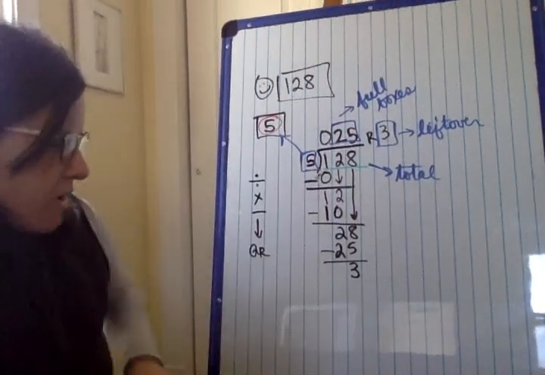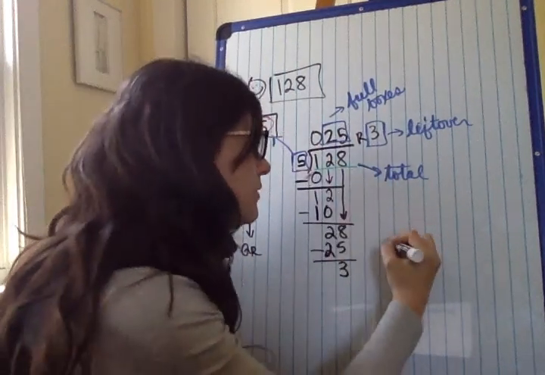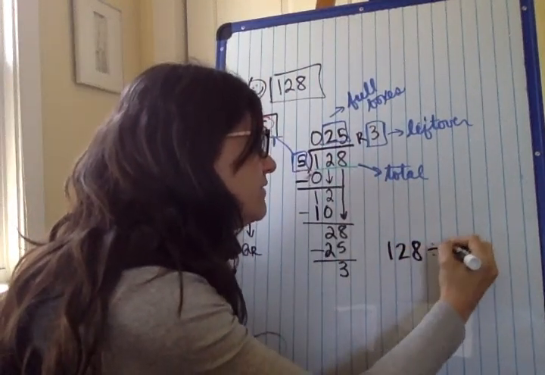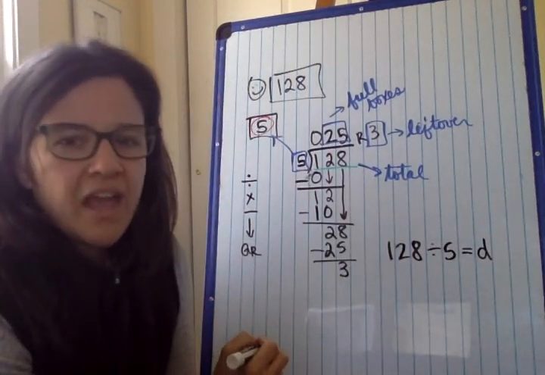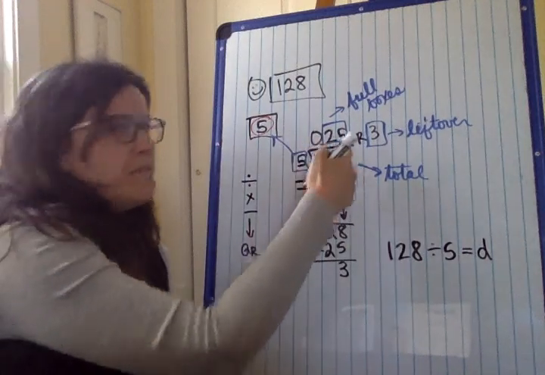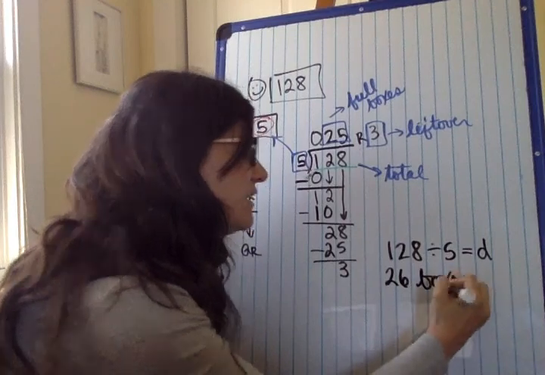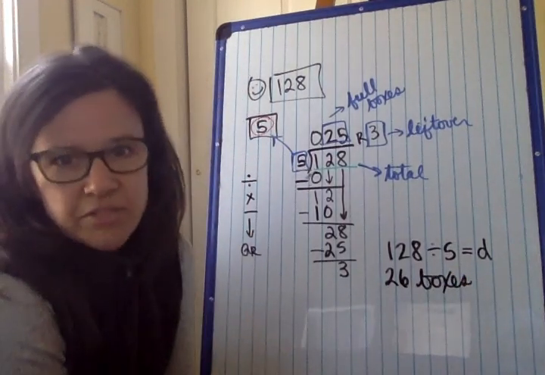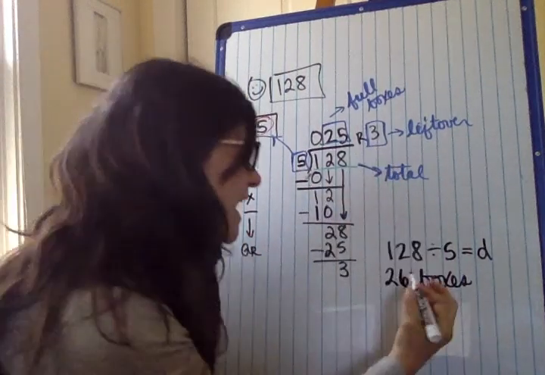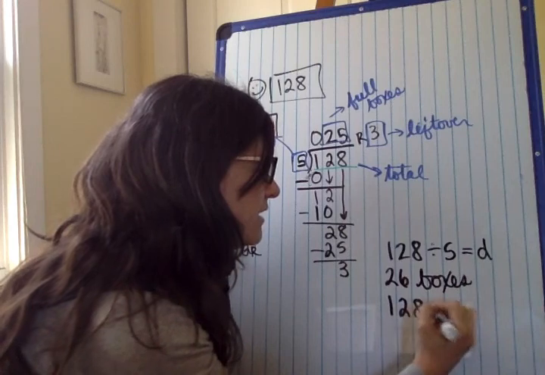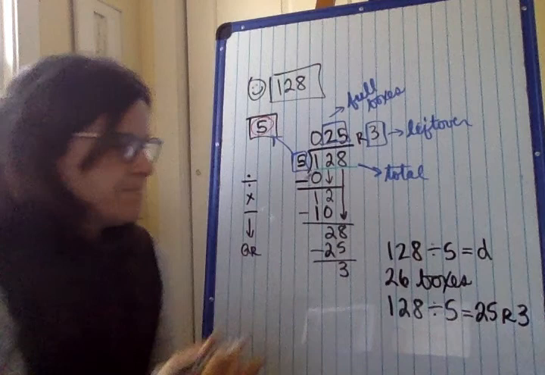So our number model with our unknown, we did 128 divided by 5 equals D for DVDs, keeping it simple. And then their answer was, well, we got 25 remainder 3, but we're really going to need 26 boxes, because if we just have 25 boxes, then Rosa is going to have 3 DVDs that aren't being protected, that she can't carry around with her, whatever her plans are for her DVDs. The number model with the answer, then, would be 128 divided by 5 equals 25, remainder 3.